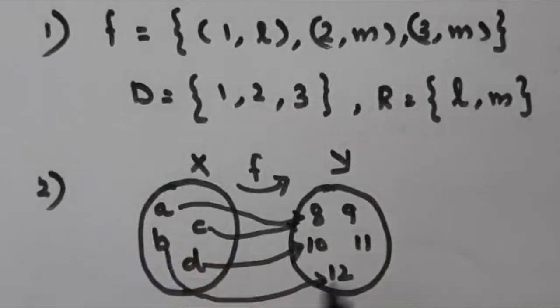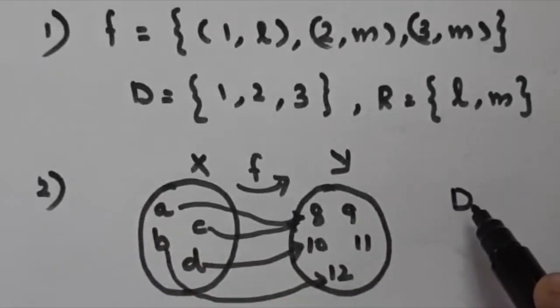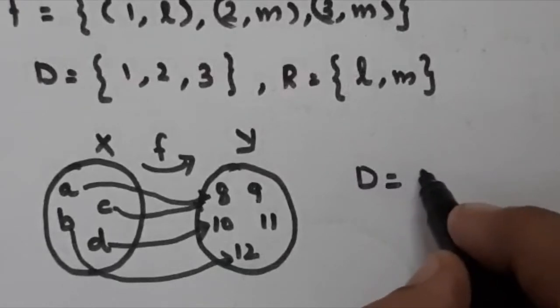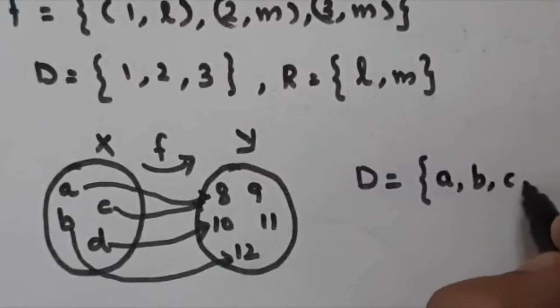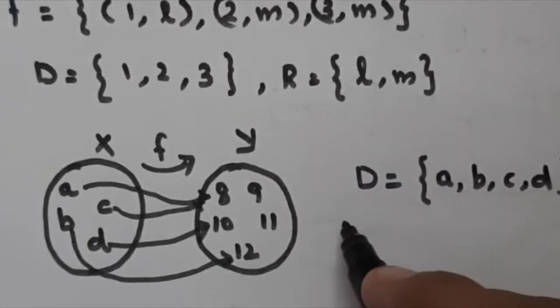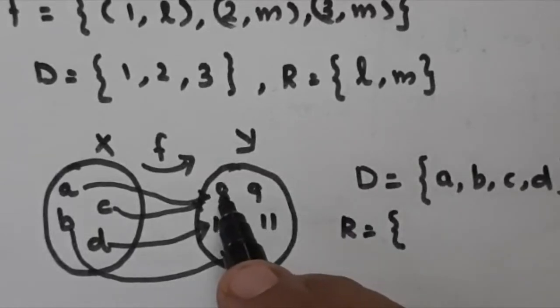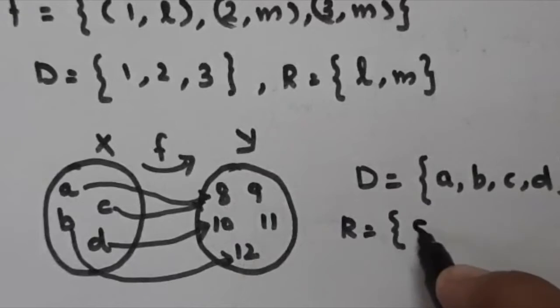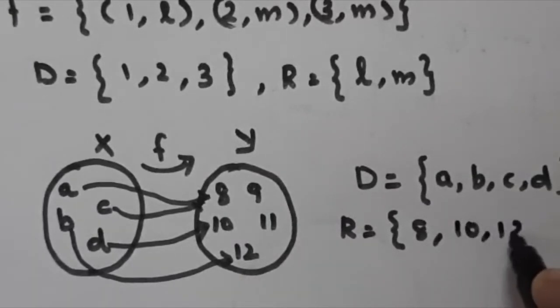Here, this is also a function. What about its domain, capital D? Capital D equals the set of elements having images. What are they? Elements a, b, c, d. Therefore, set {a, b, c, d} is the domain. And what about the range? Range, set of images. Which are the images? 8, 10 and 12. Therefore, set {8, 10, 12}.